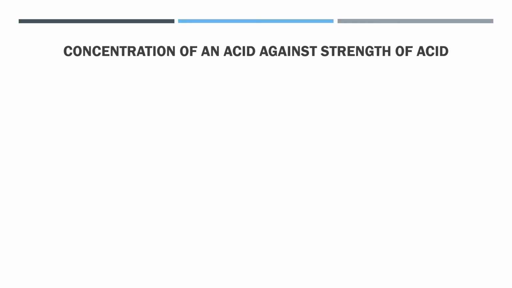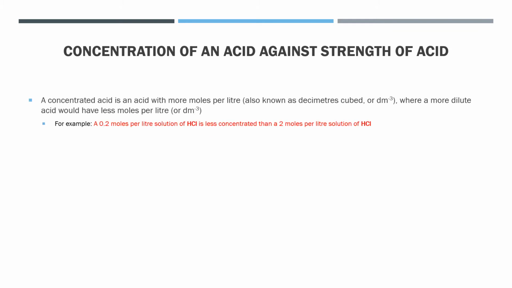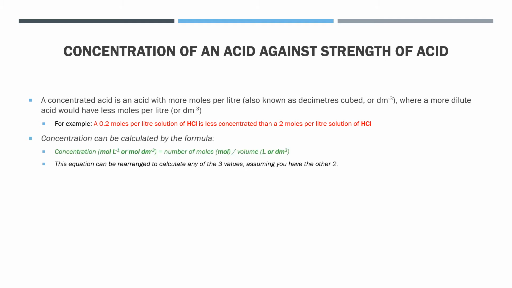So how does concentration differ from strength? Well, a concentrated acid is one that has a large amount of moles per litre or decimeter cubed, whereas a more dilute or less concentrated acid would have fewer moles per litre than a concentrated acid. For example, 0.2 moles per litre of hydrochloric acid is much less concentrated than 2 moles per litre of hydrochloric acid. We can calculate concentration by dividing the number of moles by the volume of the solution. This equation can be rearranged, so concentration multiplied by volume equals number of moles, or number of moles divided by concentration equals volume. These are extremely useful equations in chemistry.